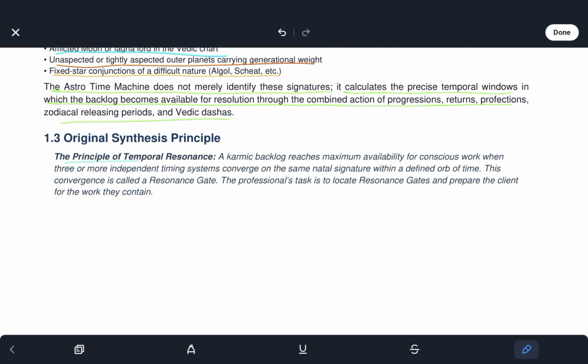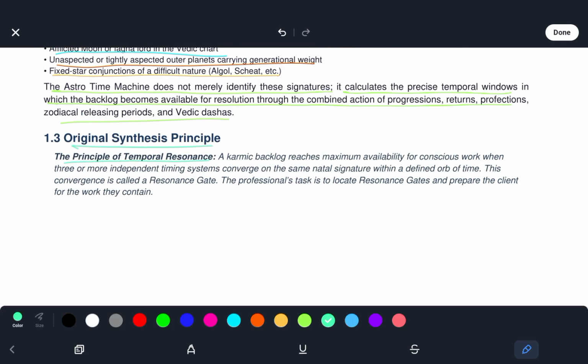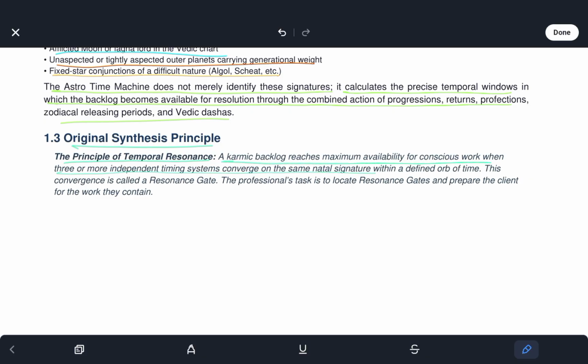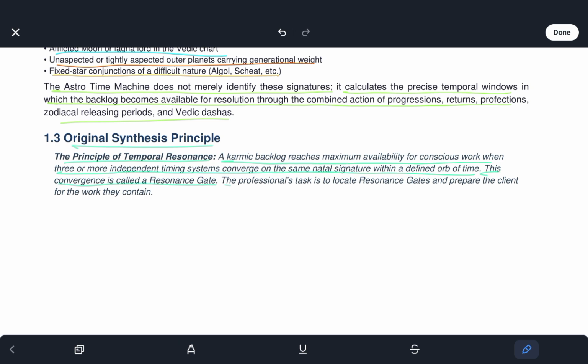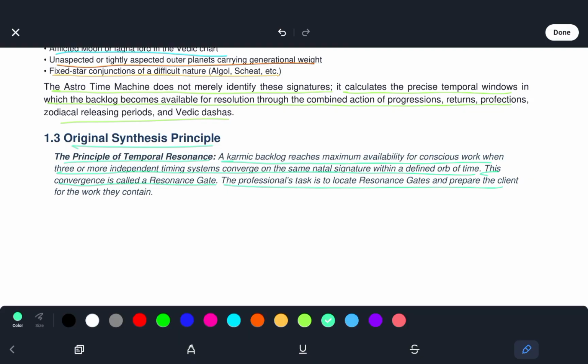The principle of temporal resonance. Synthesis principle: karmic backlog reaches maximum availability for conscious work when three or more independent timing systems converge on the same natal signature within a defined orb of time. This convergence is called a resonance gate. The professional's task is to locate resonance gates and prepare the client for the work they contain.